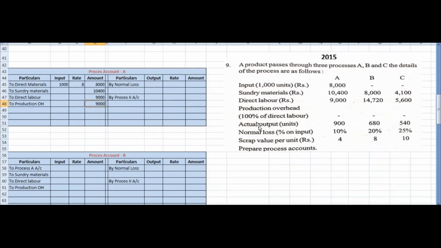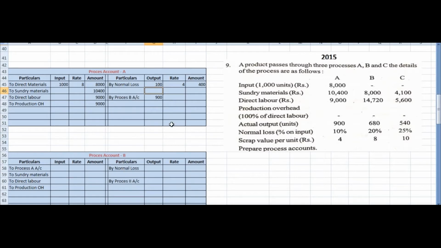The remaining output is how much? The first process output is 900, meaning transfer to the next process. The next process in this problem is B. Transfer to B is 900 units. Normal loss is 10%. 10% of this 1000 input comes to 100. And the rate for it is 4 rupees. If you multiply this, what will you get? 400. Clear? Okay.